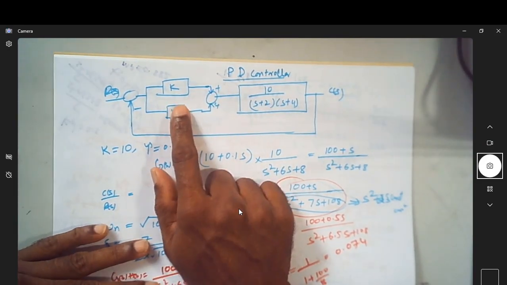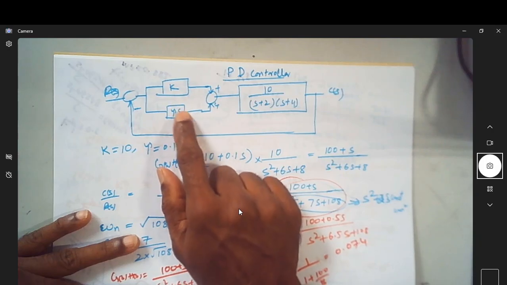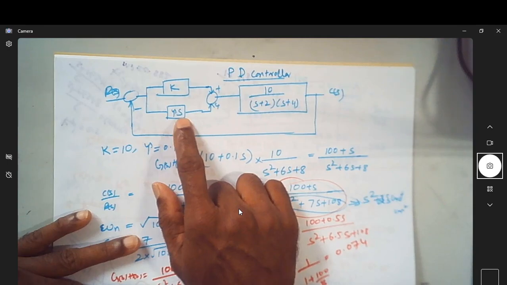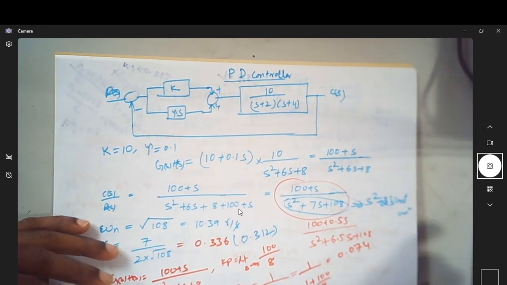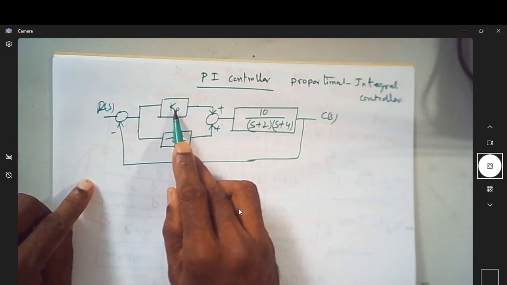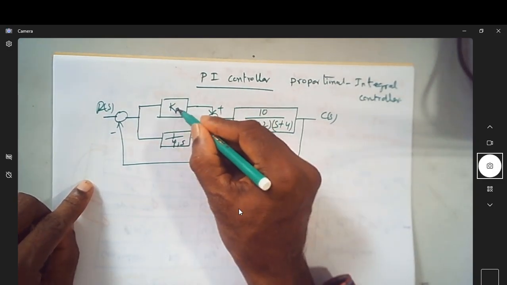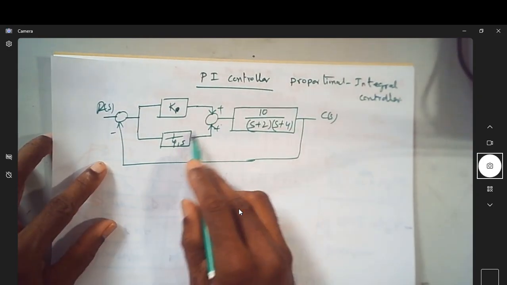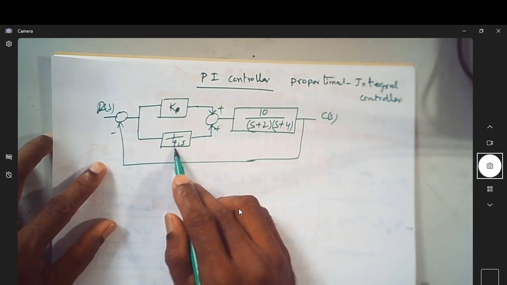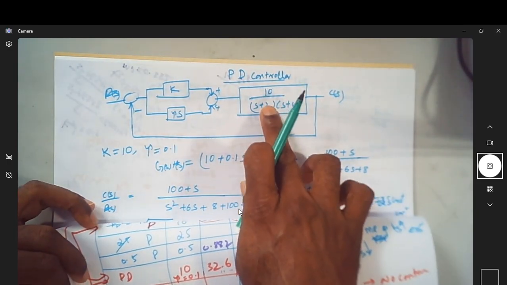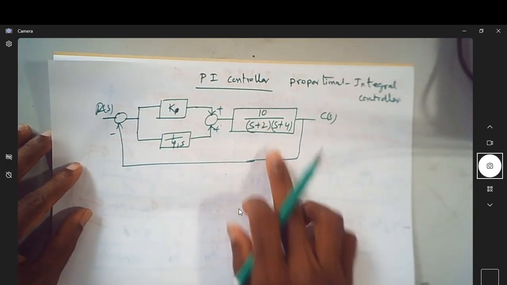Where we had discussed in the previous video, K was a proportional constant and tau S was the derivative term. So now we have a proportional constant which is Kp, or you can just say simply K, to go in line with whatever we had for the PD controller. And for the integral it is 1 over tau S, and we are just retaining the same transfer function as we considered in the previous case.